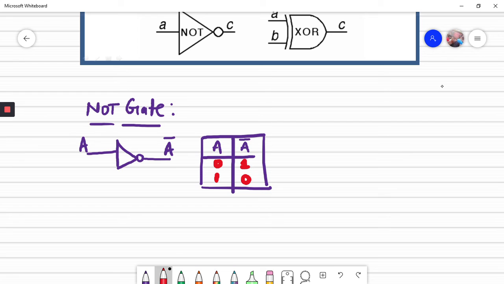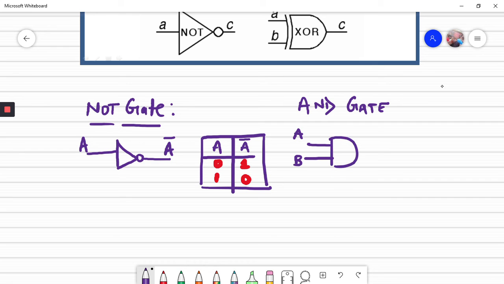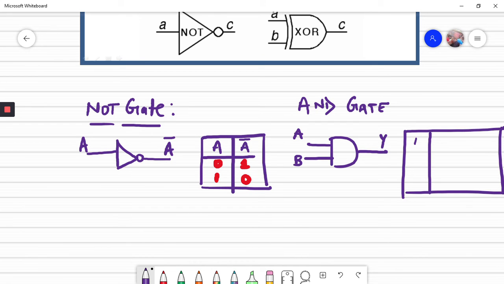Similarly, the other gate is the AND gate. The AND gate has two inputs, A and B. This is the symbol, and let's say the output is Y. We'll quickly draw the truth table and see the options. If there are two inputs, the number of possible combinations will be 4. It will be 0 0, 0 1, 1 0, or 1 1. So there are 4 options in all.